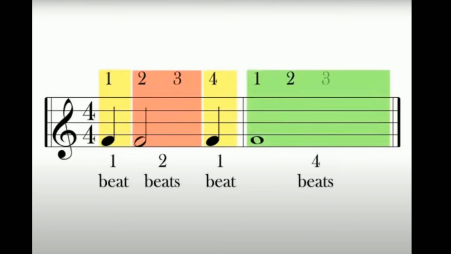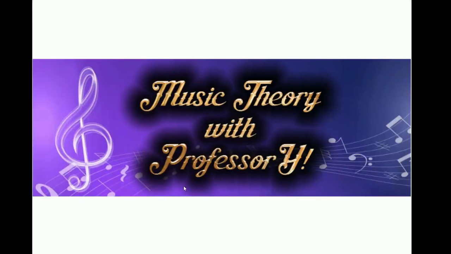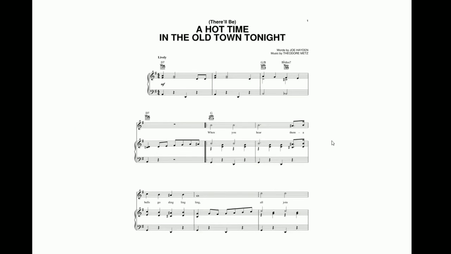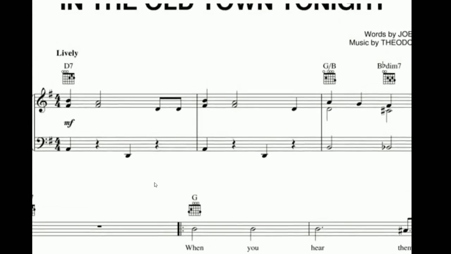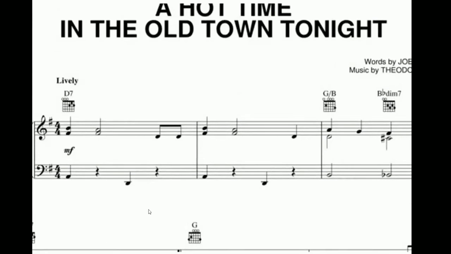So now you know the durations of a few basic notes. So what we're going to do now is take a look at a piece of sheet music. We're going to go where we have never gone before. This is a tune called A Hot Time in the Old Town Tonight. Let me zoom it in a little bit. We're going to try and get some other people involved. So let me know if you can tell me what the time signature is.